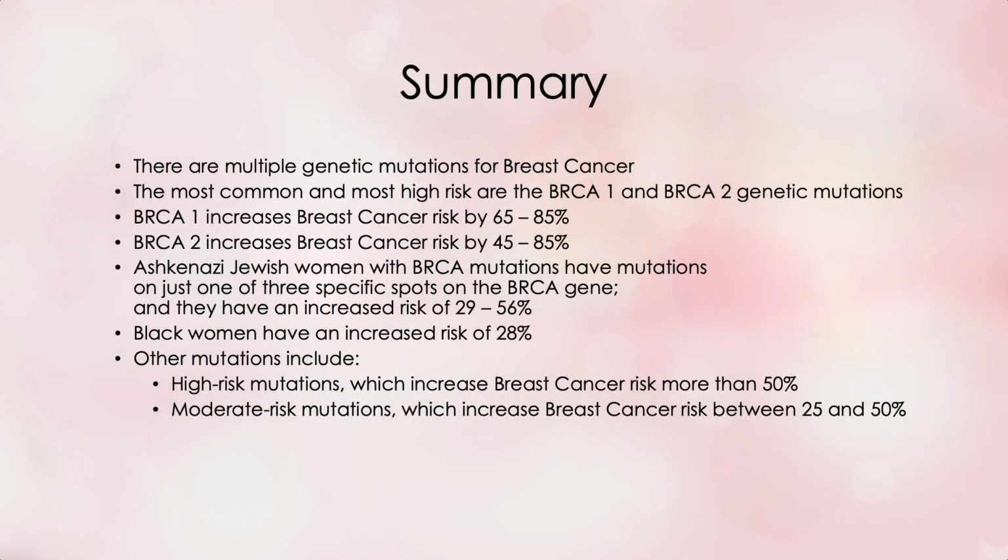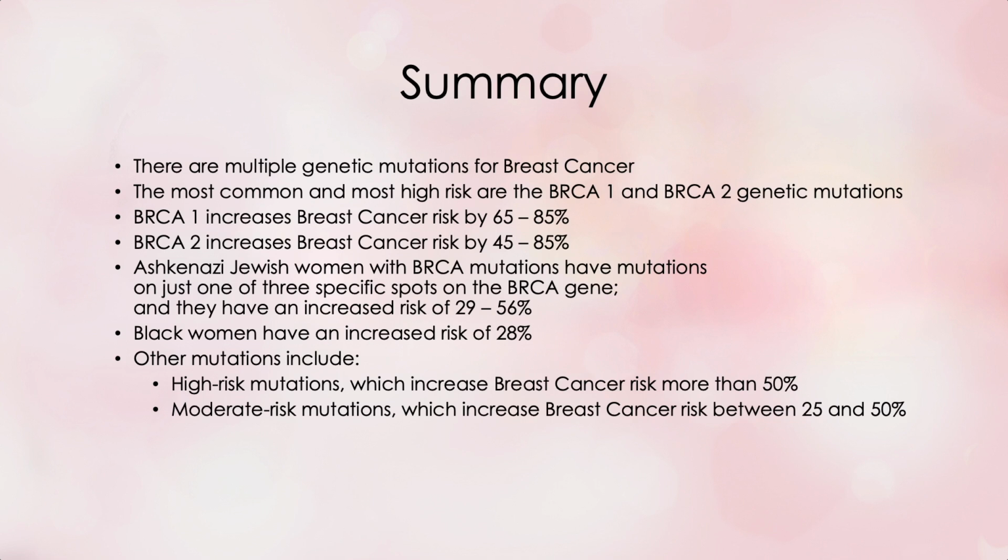Okay, so what you've learned today is that there are multiple genetic mutations for breast cancer. The most common and most high risk are the BRCA1 and BRCA2 genetic mutations. BRCA1 increases breast cancer risk by 65 to 85%. BRCA2 increases breast cancer risk by 45 to 85%.